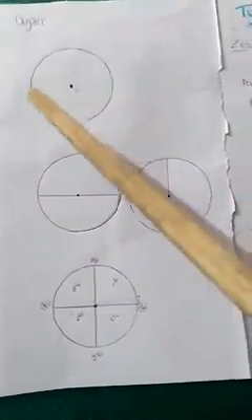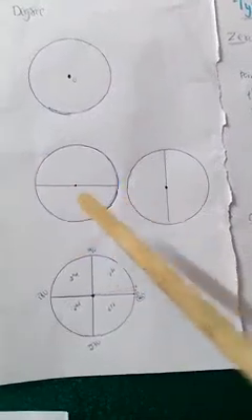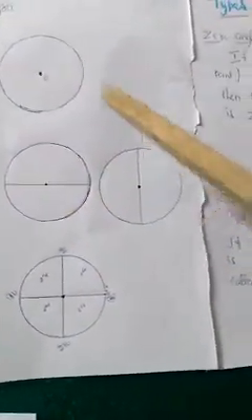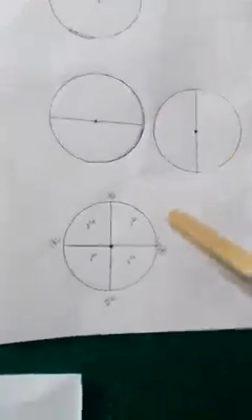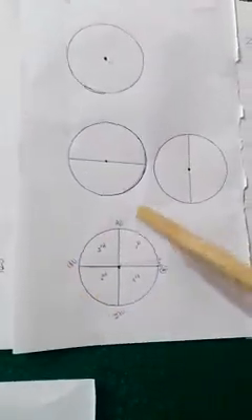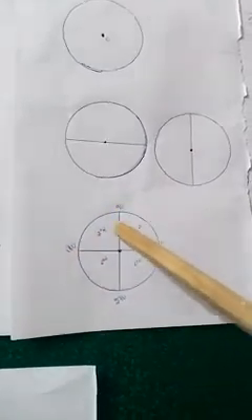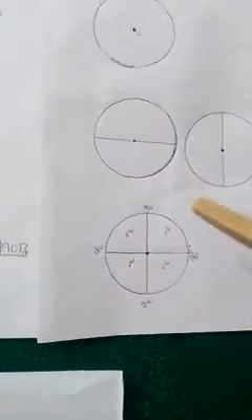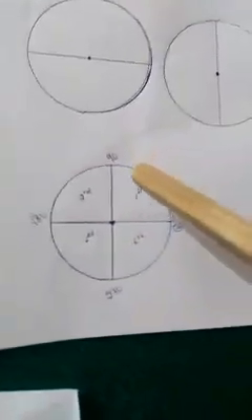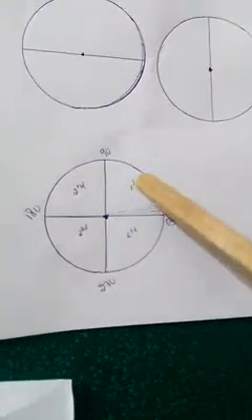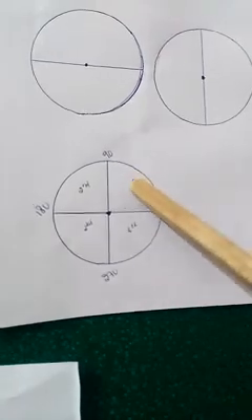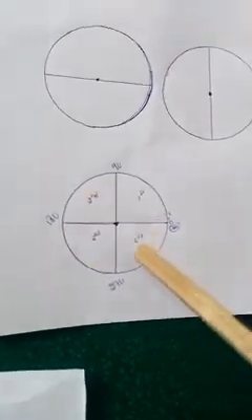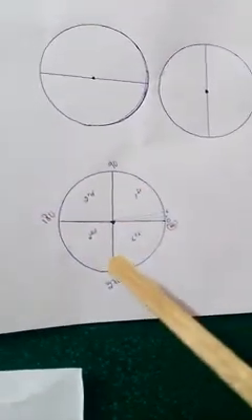I divided this circle horizontally into 2 parts. And next I divided this circle vertically into 2 parts. Then the figure will look like this: circle horizontally divided, vertically divided. Then here we can see 4 quadrants are formed: first, second, third, fourth quadrant. 4 quadrants formed if we divide horizontally and vertically.